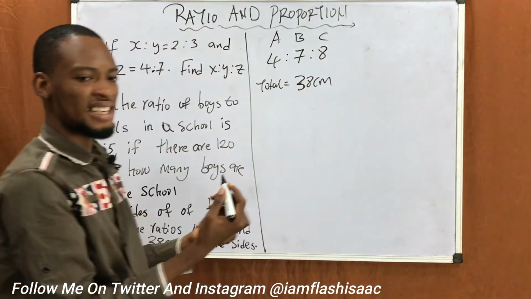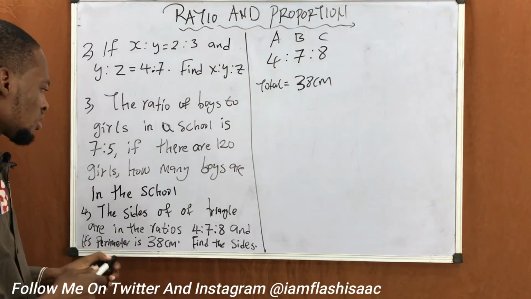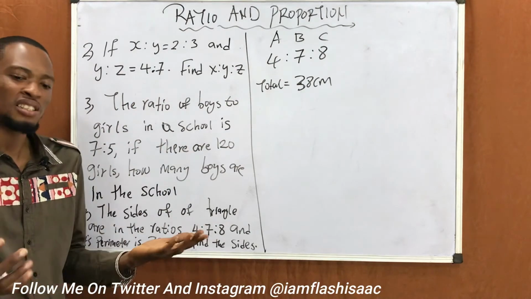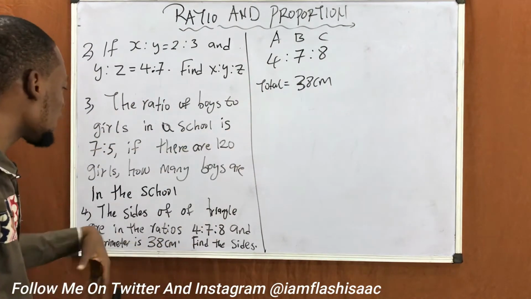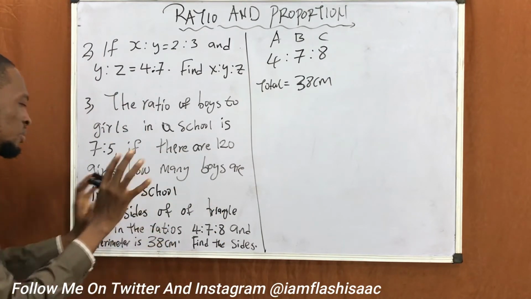When you solve for the three sides, you get what? Find the sides. I think this is a very simple question. It's something we can solve, given the total. So leave the grammar, leave the perimeter, leave the triangle. They gave us the ratio, they gave us the total.